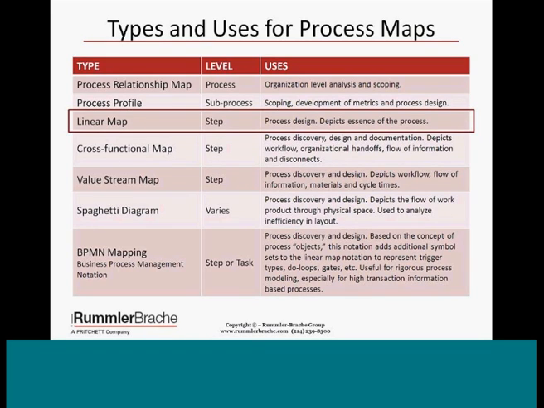A cross-functional map, which we've talked about before, is a linear map with the context of who does what. So it shows organizational handoffs, it shows interaction with systems, so the flow of information, and you can also show disconnects, especially if you're doing a current state map. Value stream map, which is often used for streamlining or lean projects, is similar, but it's got some different notation, and it really shows the flow of information and materials with a special emphasis on cycle time.